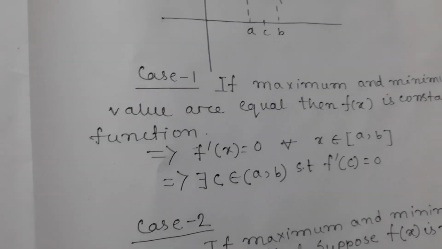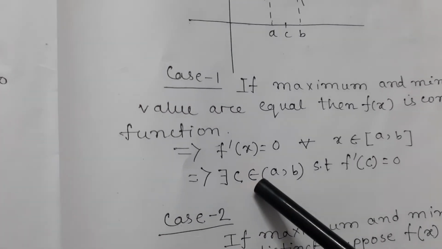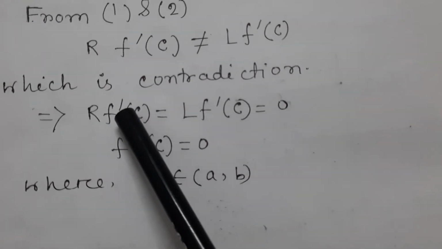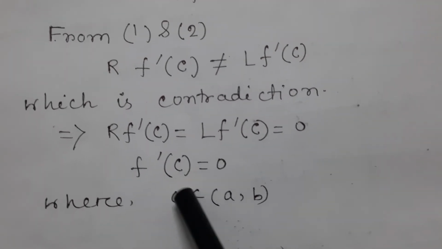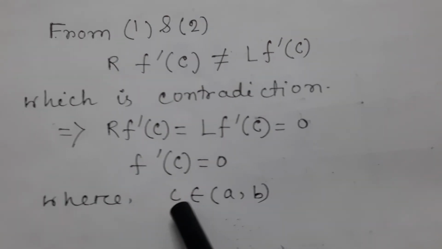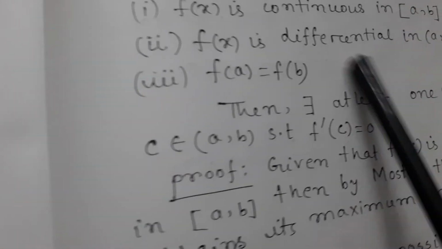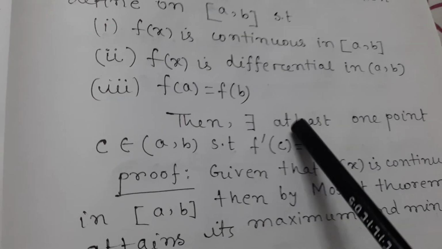So in the first case, f'(c) is equal to 0 for c belonging to (a, b). So this is our proof. This one will be equal to this one, and f'(c) is equal to 0 where c belongs to (a, b). So our formula for Rolle's theorem is proved.